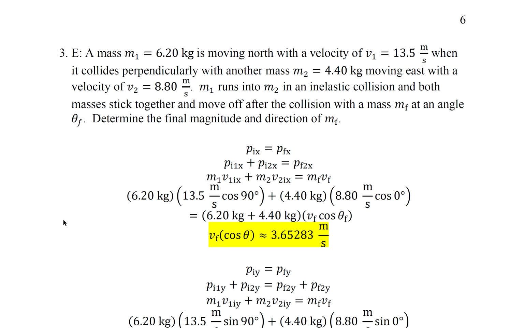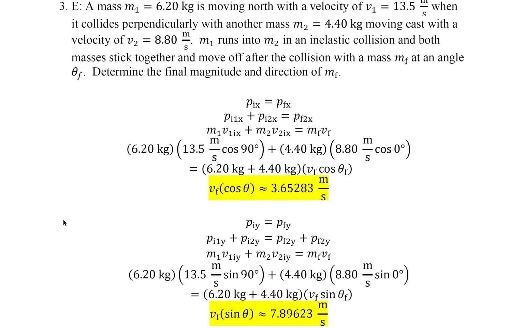Question 3. A mass M1 equals 6.2 kilograms is moving north with a velocity of 13.5 meters per second, when it collides perpendicularly with another mass, 4.4 kilograms moving east with a velocity of 8.80 meters per second. M1 runs into M2 in an inelastic collision, and both masses stick together and move off after the collision with a mass M final at an angle theta final. Determine the final magnitude and direction of mass final.